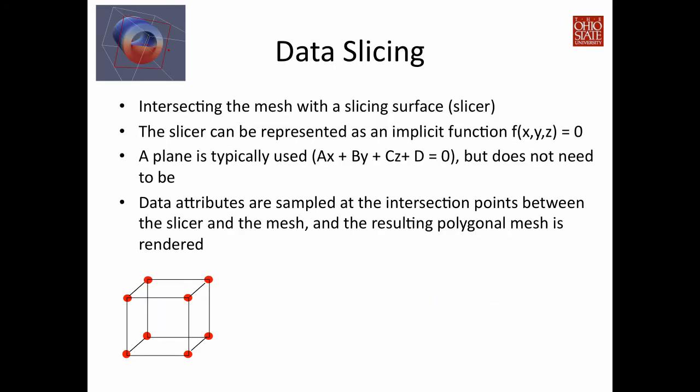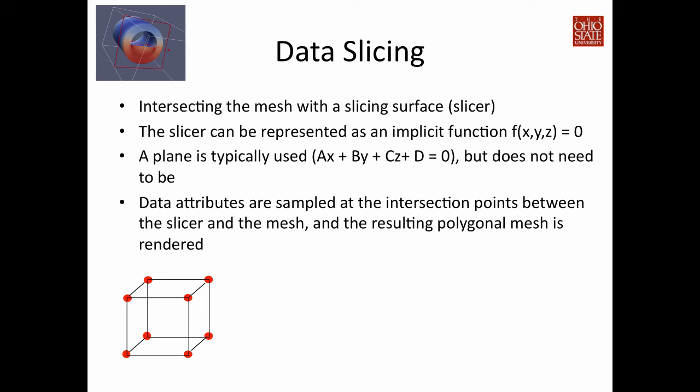If you only look at the mesh, you can only see the outer layer of your model, but a lot of times you are interested in the internal portion of your data. So how do you do this? To do this, you can perform something we call slicing. Basically, you intersect the three-dimensional mesh with a slicing surface. The slicing surface can be an arbitrary shape, but in most cases, people use a slicing plane.